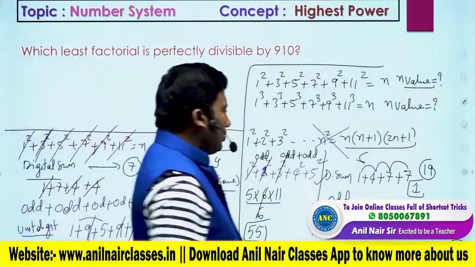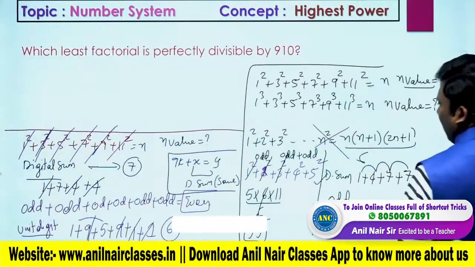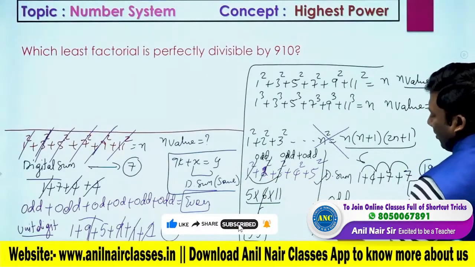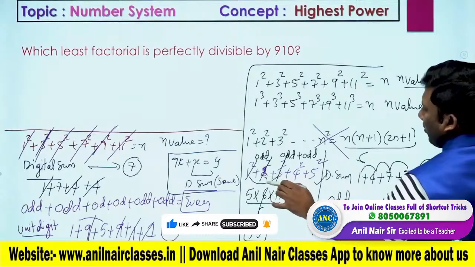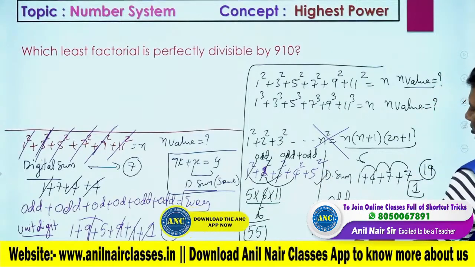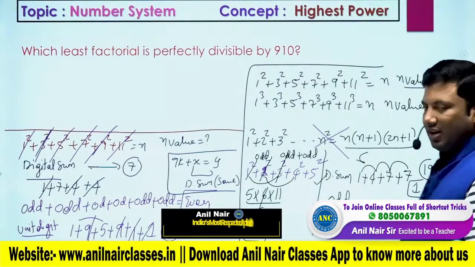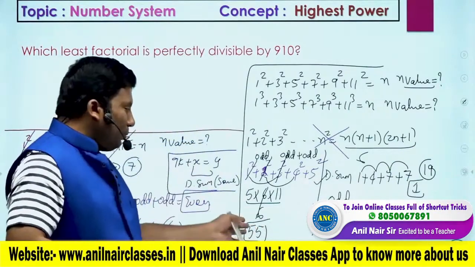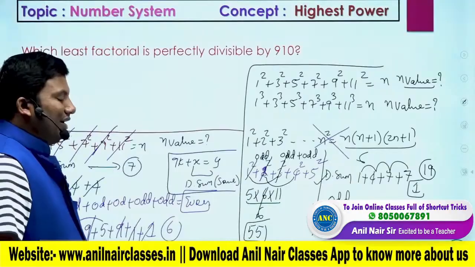Second one, in case you want the unit digit: 1 square plus 3 square, 9 plus 1, 10, so 0. 2 square is 4, 4 square is 16, 4 plus 6, 10, so 0. 5 square is 25, 0 plus 5 is 5. The unit digit has to be 5. 55, the unit digit is 5.